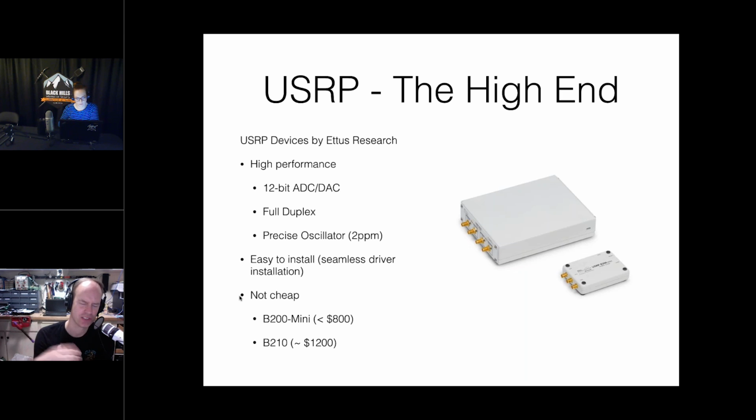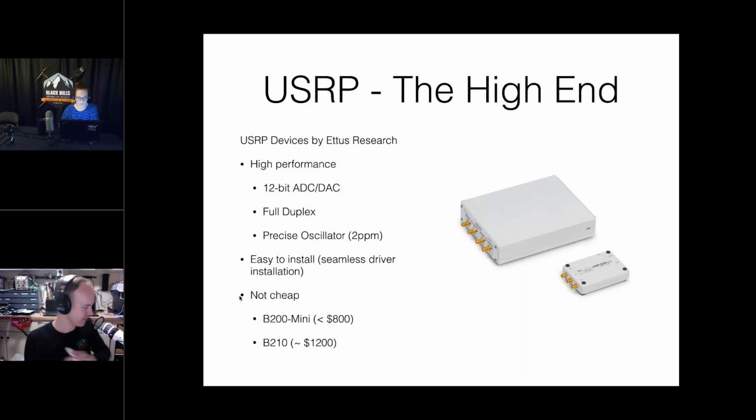If money's not really a big object and you're willing to blow $1,000 on an SDR or close to it, I would advise going straight to the Ettus USRP devices. I'm not being paid by them, but I do use their products, and they are the easiest to get working. They have very good performance, multiple channels on some of them, full duplex on all of them, and precise oscillators, so you don't have to worry about calibrating that stuff out. And they have a really great form factor too. This is the B200 Mini, really tiny. The antenna is actually probably more cumbersome than the SDR itself.